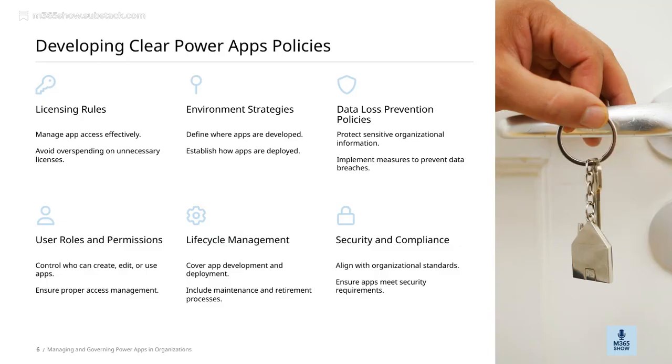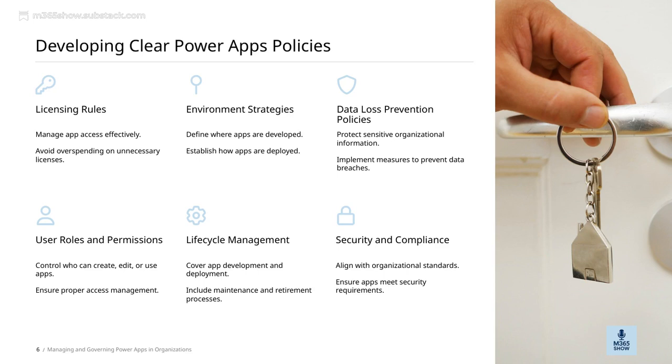Let's talk about developing clear Power Apps policies to effectively manage and govern the apps within our organization. First, it's essential to align our policies with our organizational standards. This helps ensure that everything we develop is consistent and meets our overall business goals. Next, we need to make sure our apps meet security requirements. Protecting our data and maintaining compliance is critical, especially when dealing with sensitive information.